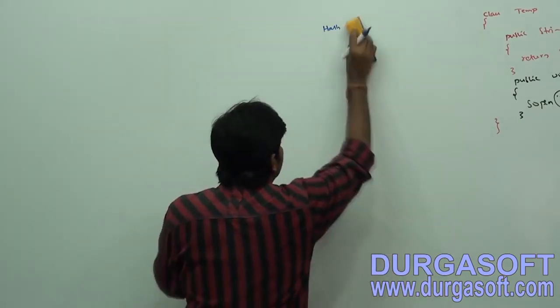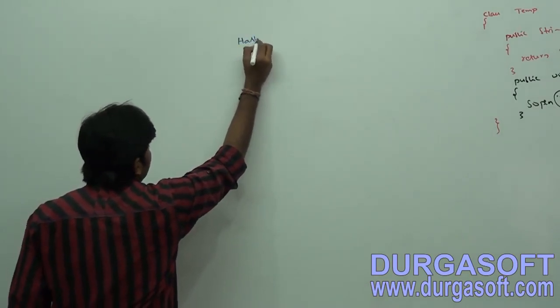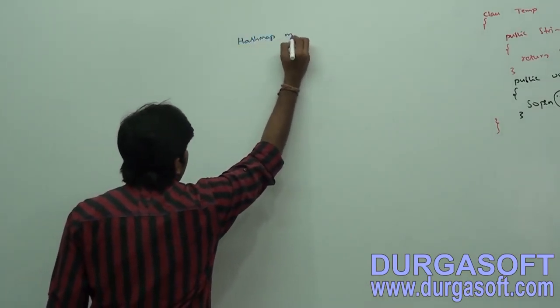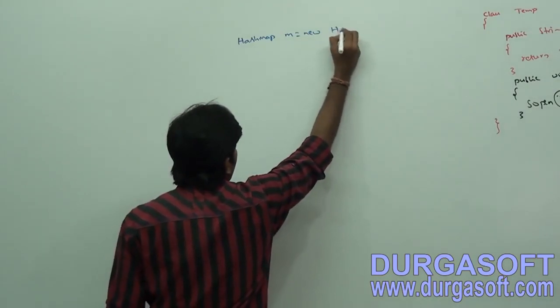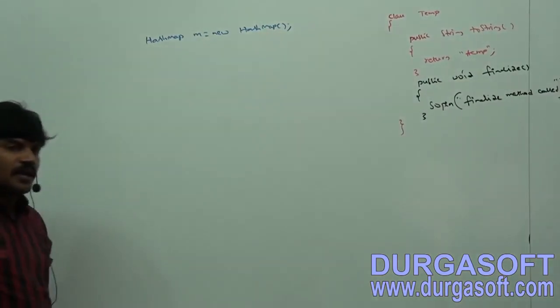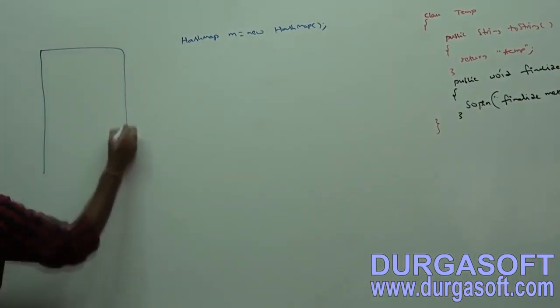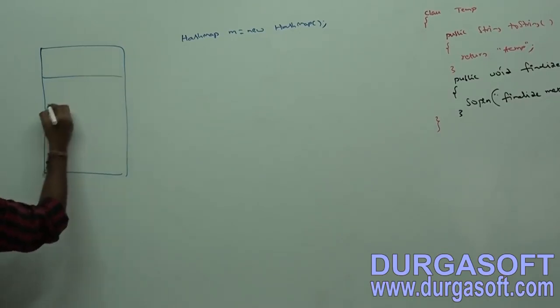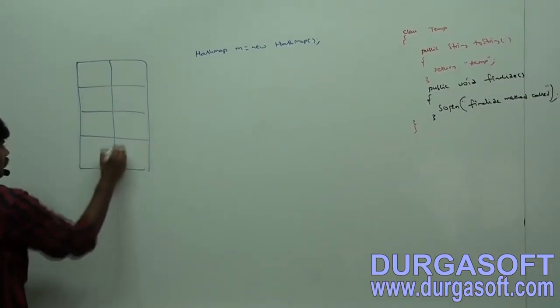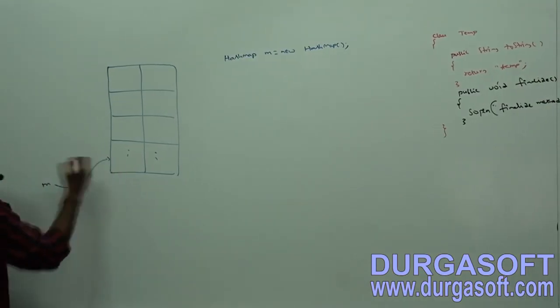1 minute. Next, the space adjustment. Here, HashMap m is equal to new HashMap. I created one HashMap object. Like so, the HashMap object got created. This is the HashMap object, right? We created the map object m.